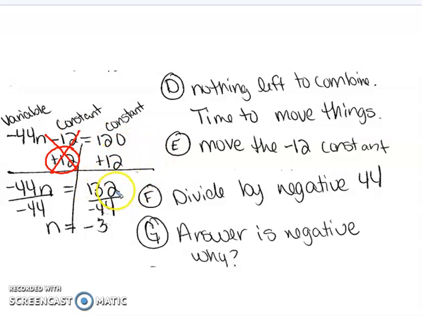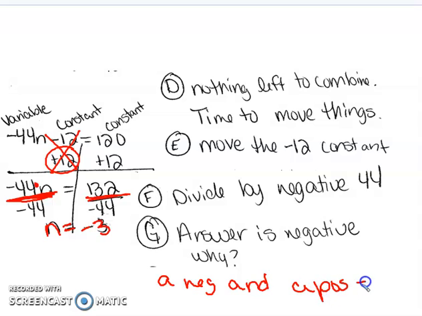120 plus 12 is 132. Then I have this negative 44 times n. So the opposite of times is divide. And I get n equals negative 3. Why is my answer negative? A negative and a positive equals a negative.